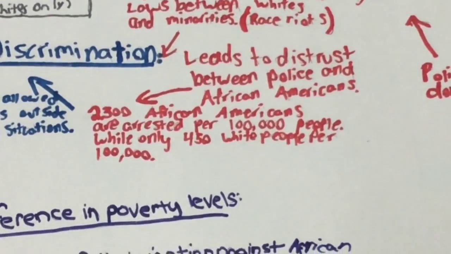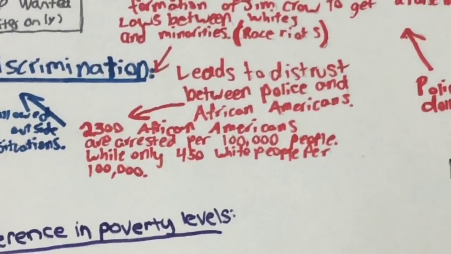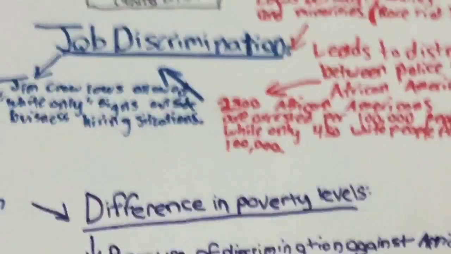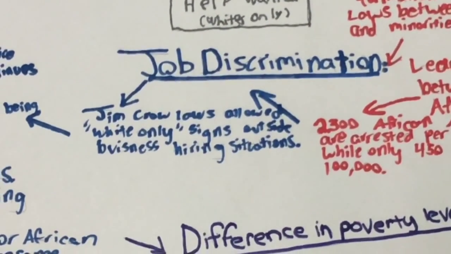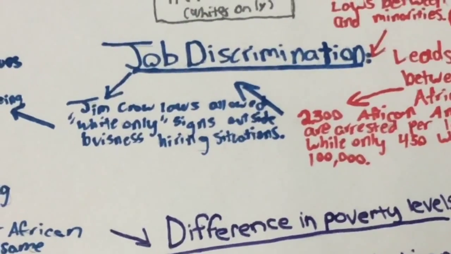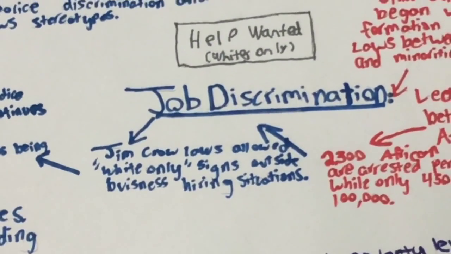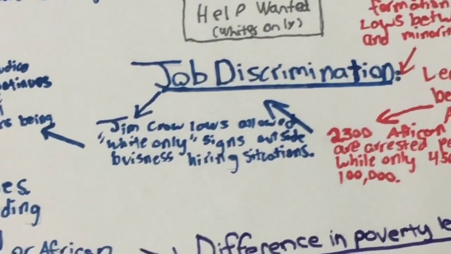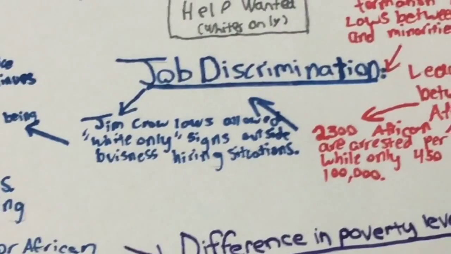Now, this idea of police discrimination, and the stereotype that it perpetuates that all African Americans are criminal, leads to job discrimination. Now, Jim Crow laws allowed signs that said help wanted, whites only, or more commonly just whites only. And this led to jobs that only allowed white people to be hired. Now that those signs are down, you've got to ask, why are fewer African American people still being hired?